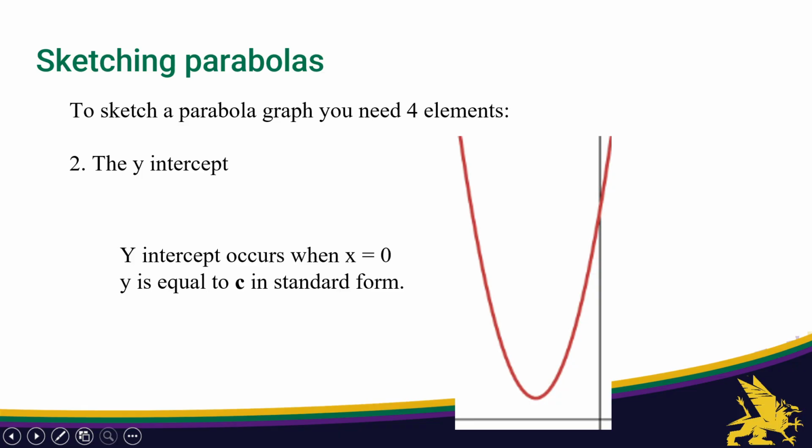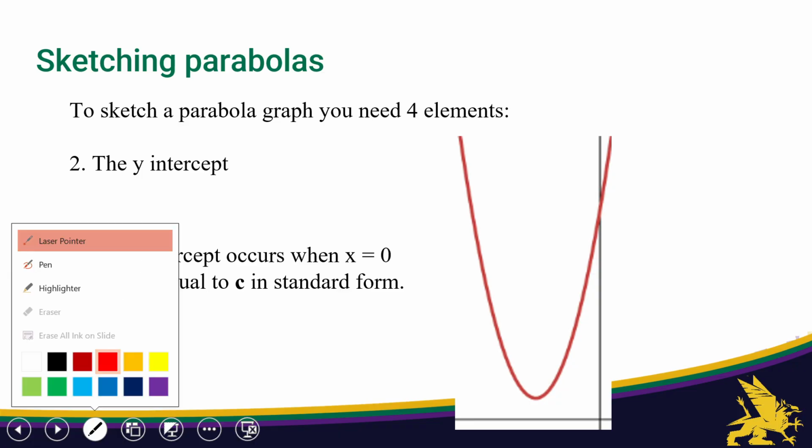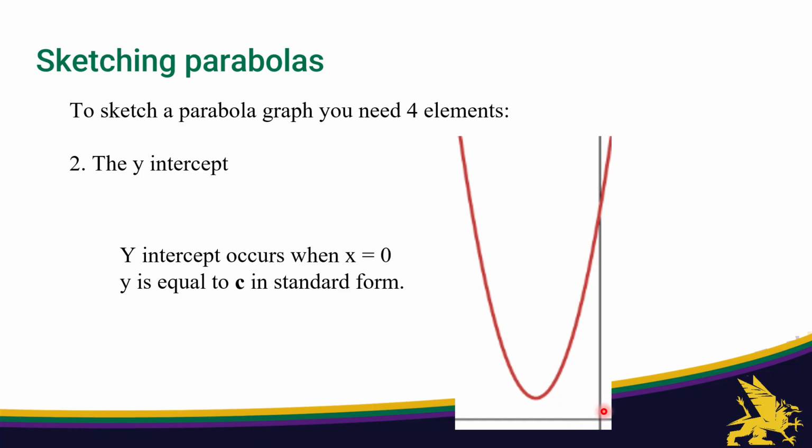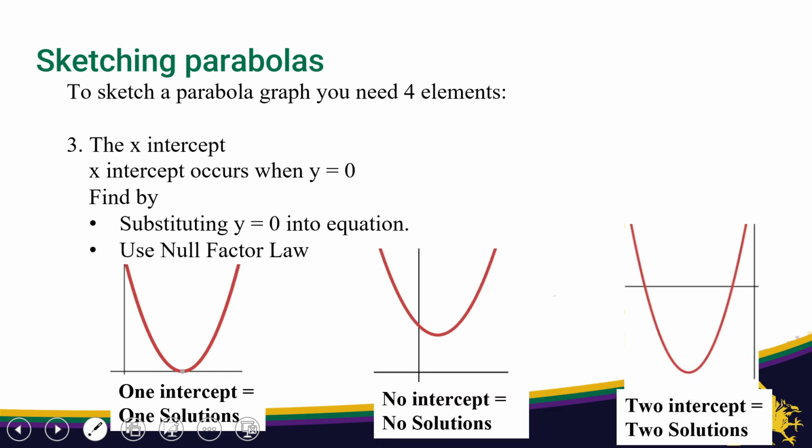Now we can work out the y-intercept by making x equals 0. So when x is 0, we'll go somewhere through here. Another alternative, when it's in standard form, is to know that c is the y-intercept.